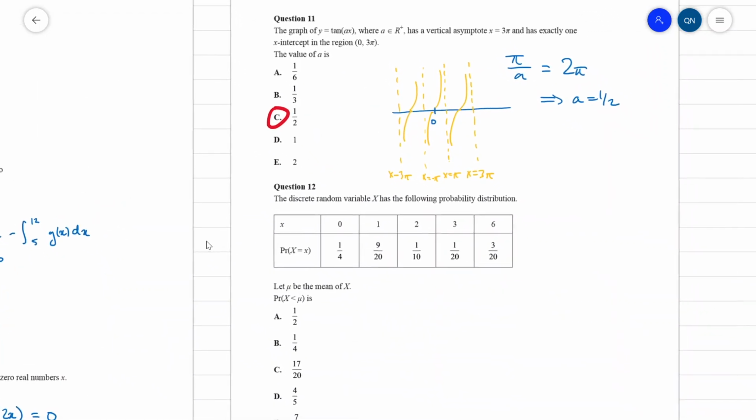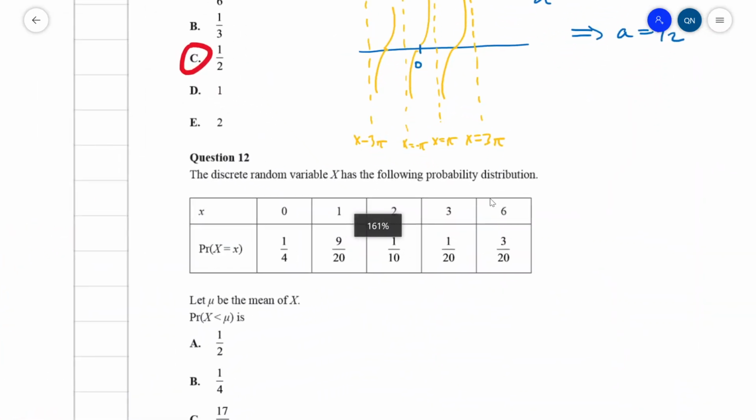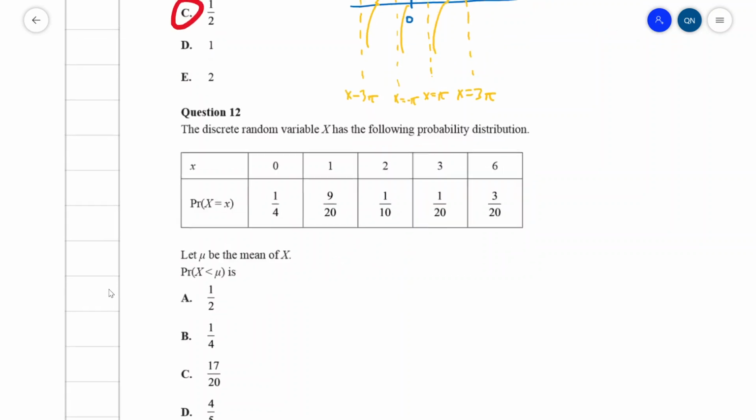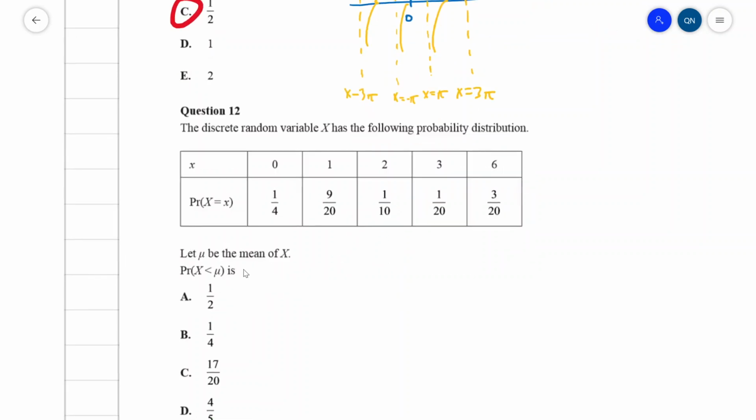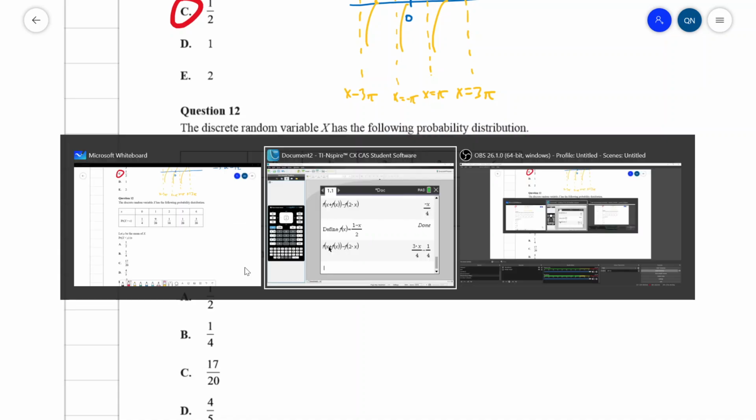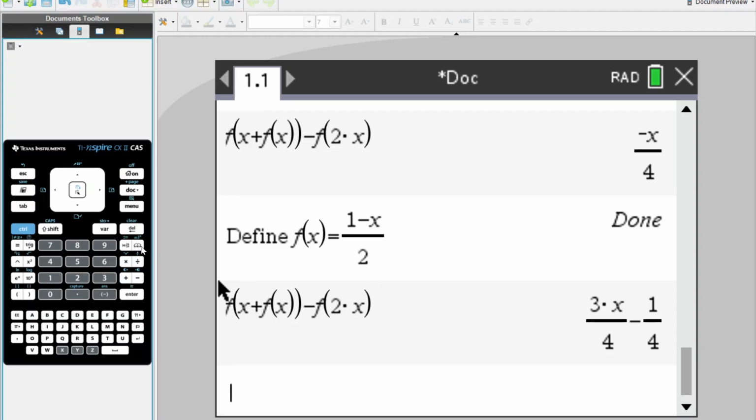Question 12, the discrete random variable has the following probability distribution. Let mu be the mean of x, and we want to find the probability that x is less than mu. Alright, so let's find mu first of all.